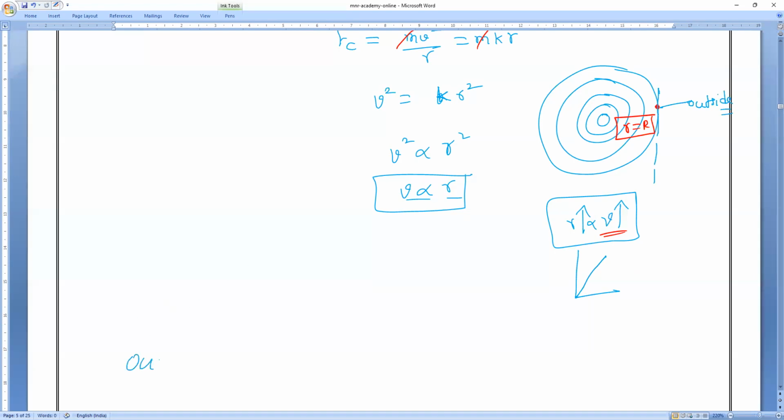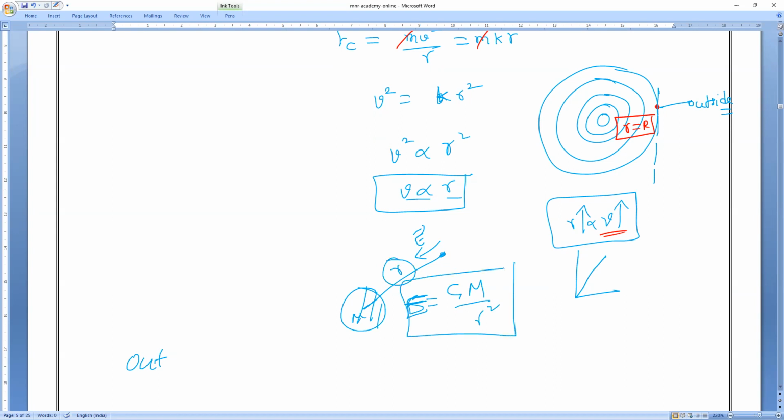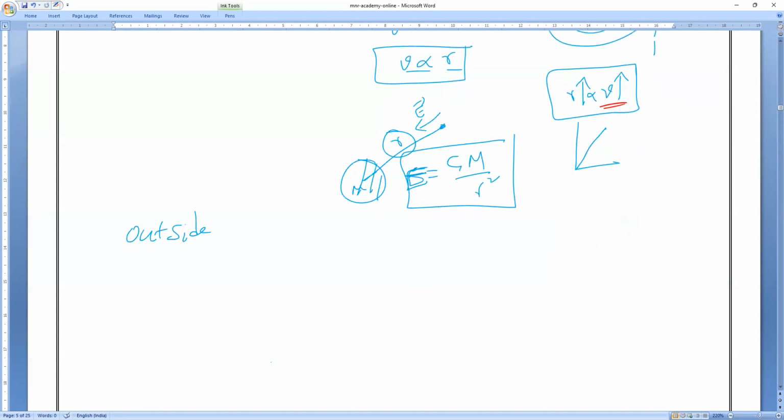So outside, what is the formula? Just now we have studied that, the force acting towards the center, so that is mass. What is the formula? Everyone speak loudly. E is equal to G into M divided by R square. Am I right or wrong? So outside, E is equal to GM divided by R square, and let me consider GM as a constant C. So E is a constant divided by R square. You have to remember that.